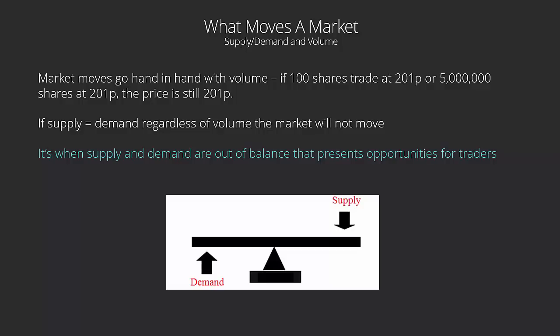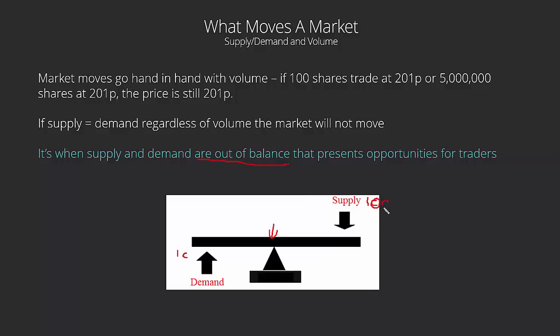If the supply equals demand, regardless of the volume, the market is not going to move. And if I use an example here, like the seesaw example, you can have supply here of one contract, okay, one contract, and demand of one contract, and you're going to get a price forming here. That supply then could go up to 1 million contracts and demand can be 1 million contracts, you're still going to get a price. But what happens is when supply and demand are out of balance, that presents the opportunity for traders.